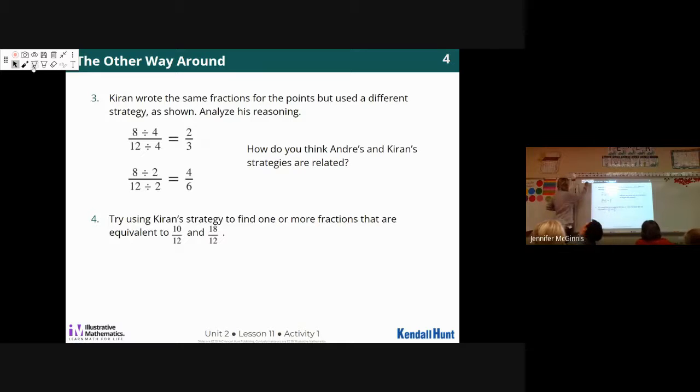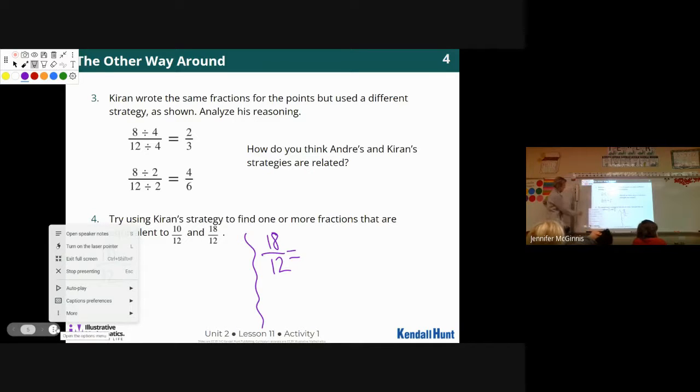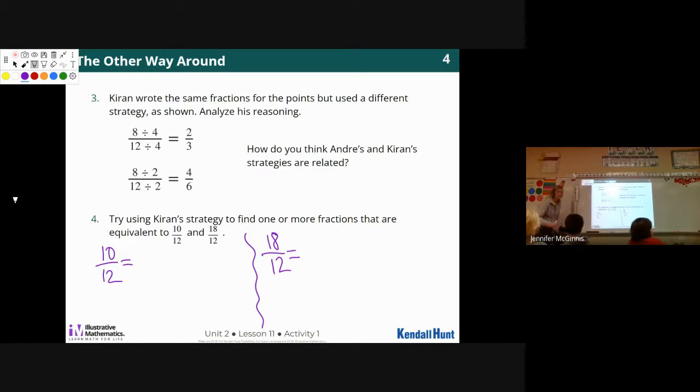Now, let's see what we can do here with 10/12 and then separately with 18/12. Can you get me an equivalent fraction of these? Who thinks they can get me an equivalent fraction of these? I know you can. Gracie, why don't you lead us and see what you want to do?